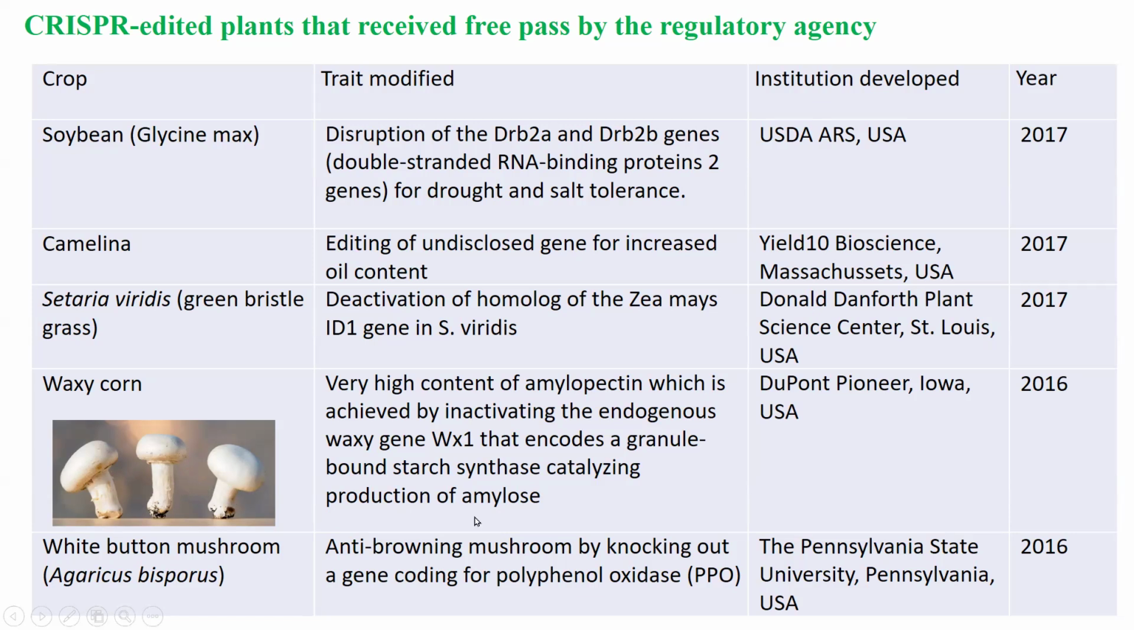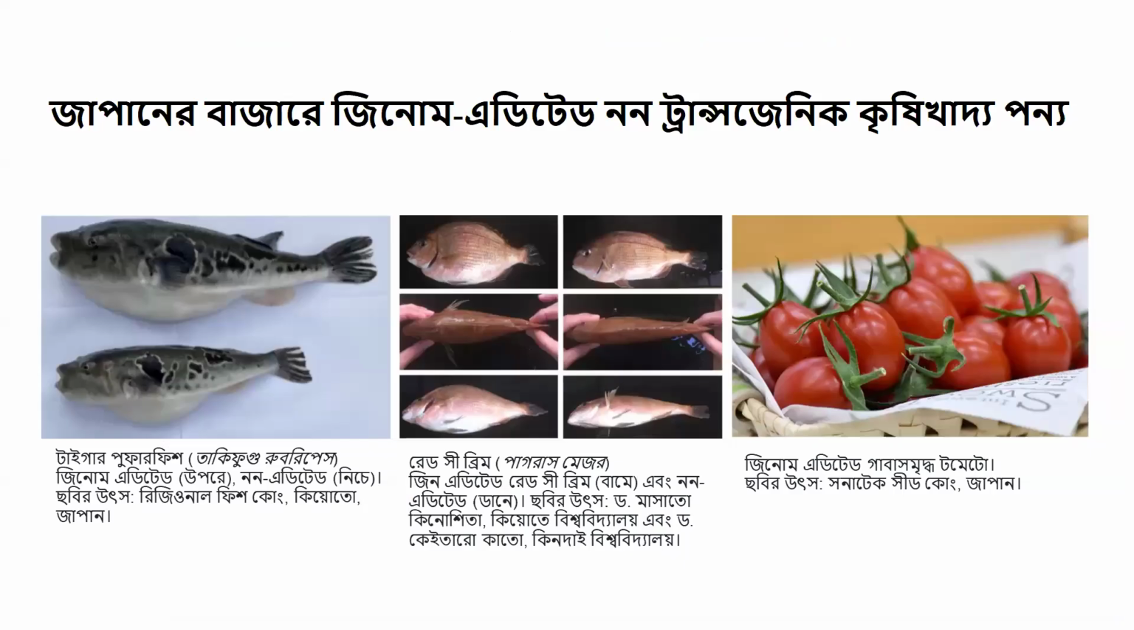stays bright white. So these are waxy corn, cotton, waxy corn, that is maize, developed by DuPont. So these are some successful examples of CRISPR edited plants. These three examples you can remember.